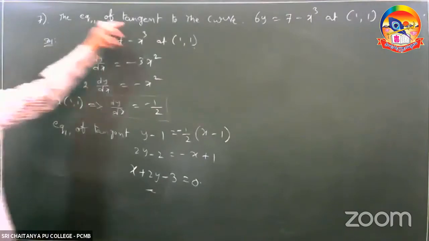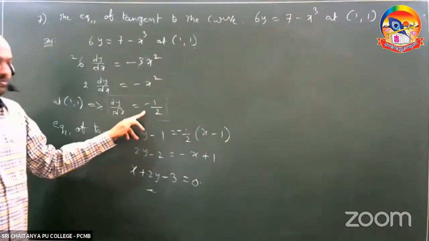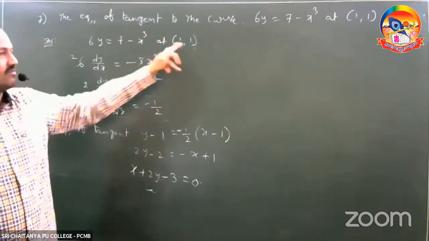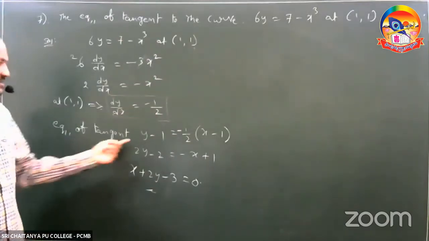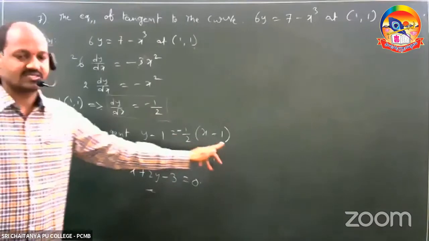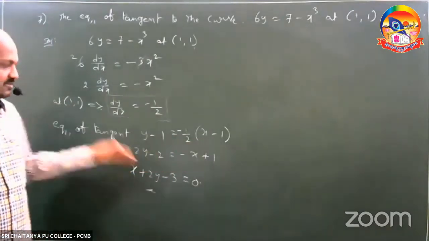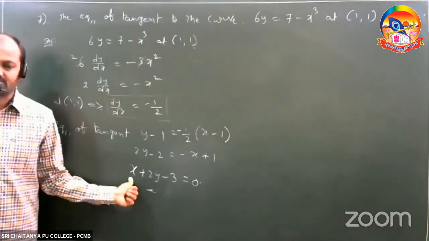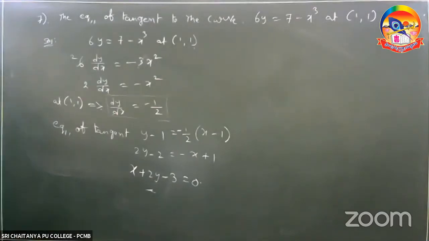Okay? Find the derivative of the given curve, we get the slope of the tangent. The point 1 comma 1 is already given. So the equation of the tangent is y minus y1 is equal to m into x minus x1. By cross multiplication, we get x plus 2y minus 3 equal to 0.